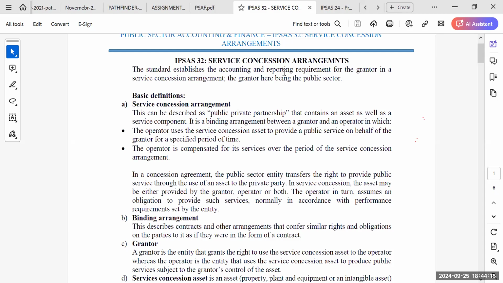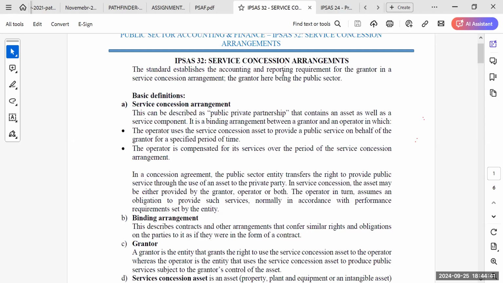What we are coming to look at is what we call a service concession arrangement. When do we have what we call a service concession? Okay, a service concession is an arrangement where the government will enter into an agreement with a private individual, which we call the operator, to carry out or to provide a public service through the use of public assets.